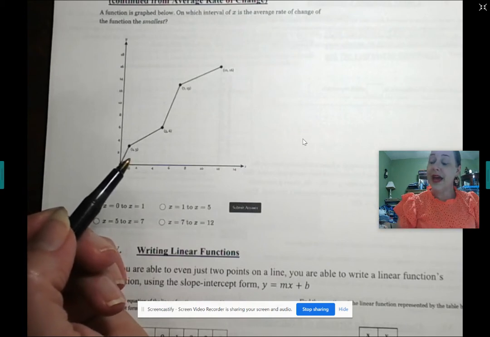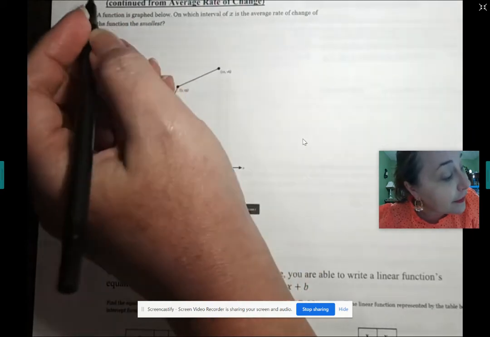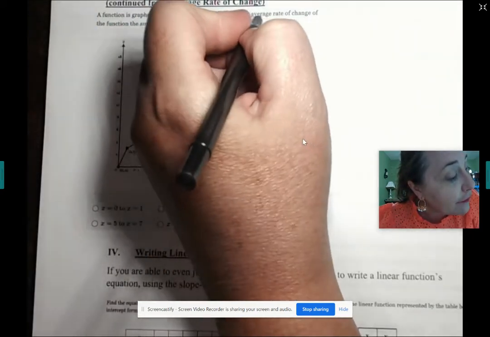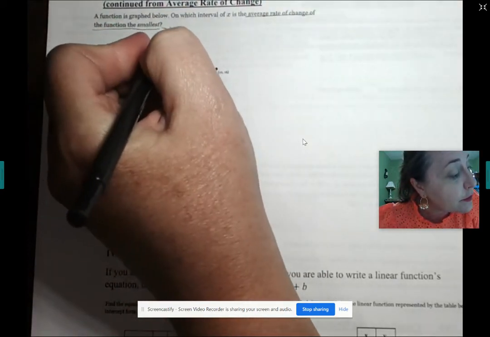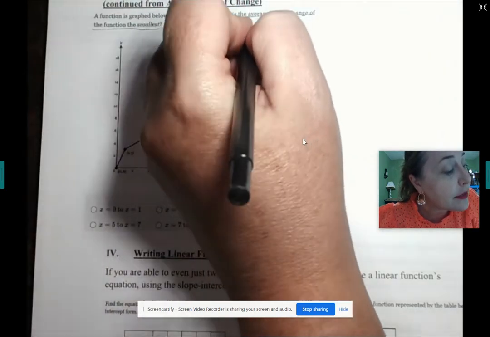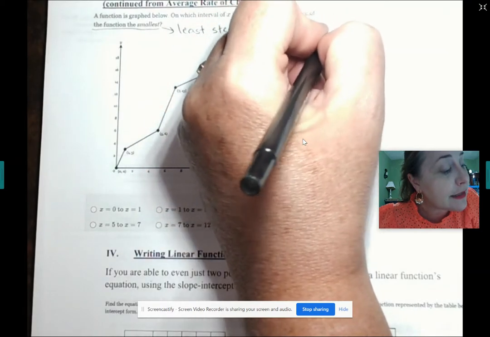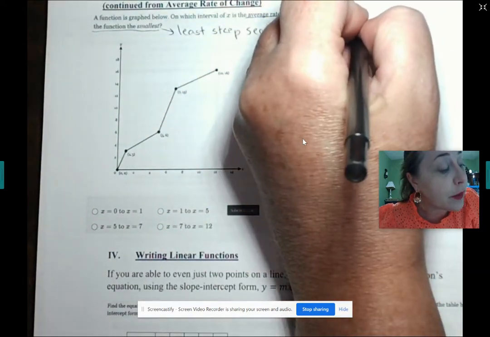So if I look at this, I can clearly see that the average rate of change that's the smallest would be the least steep section of graph. And it doesn't matter whether it's negative or positive.